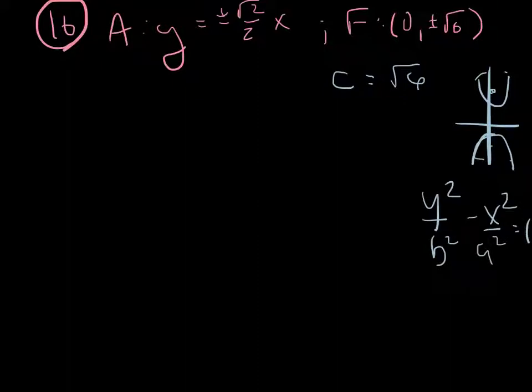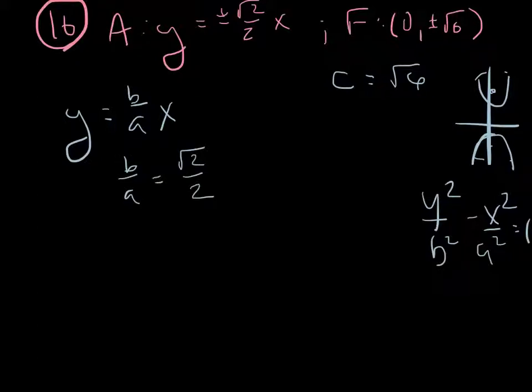So we're using y squared over b squared minus x squared over a squared equals 1. If I know c, I've got to remember that my asymptotes are in the form b over a x. So we know b over a equals square root of 2 over 2. That leads us to think b is square root of 2 and a is 2. We'll start with that and we'll check it.